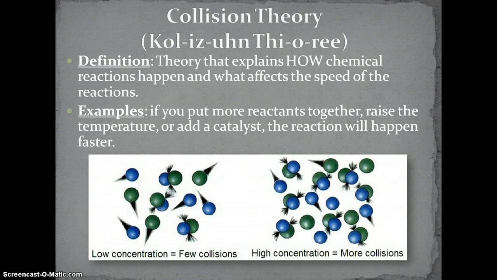Here we have the picture on the left. With a low concentration, there are fewer collisions because there are not that many things to bump into each other. With a high concentration, we have more collisions, so the reaction is going to happen at a much greater rate because there are many more opportunities for collisions.